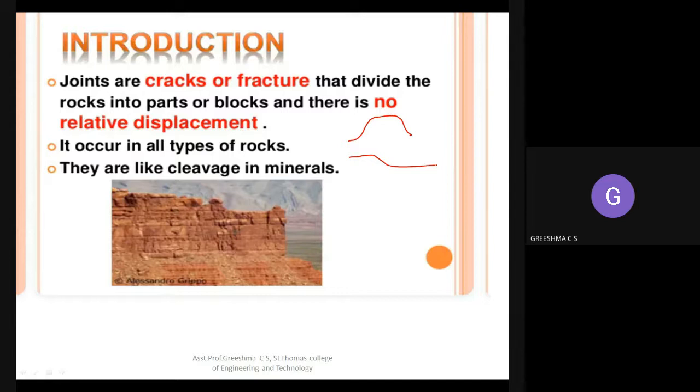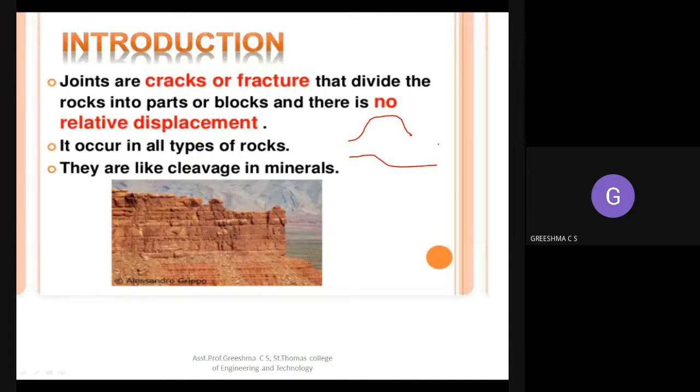Joints are basically cracks or fractures that divide a rock into a number of parts, and there will not be any relative displacement between these parts. Joints means when two bodies are joined together. Similarly here also, joints are cracks or fractures that divide the rock into different blocks, but there will not be any displacement between these two blocks. Such parts are called joints.